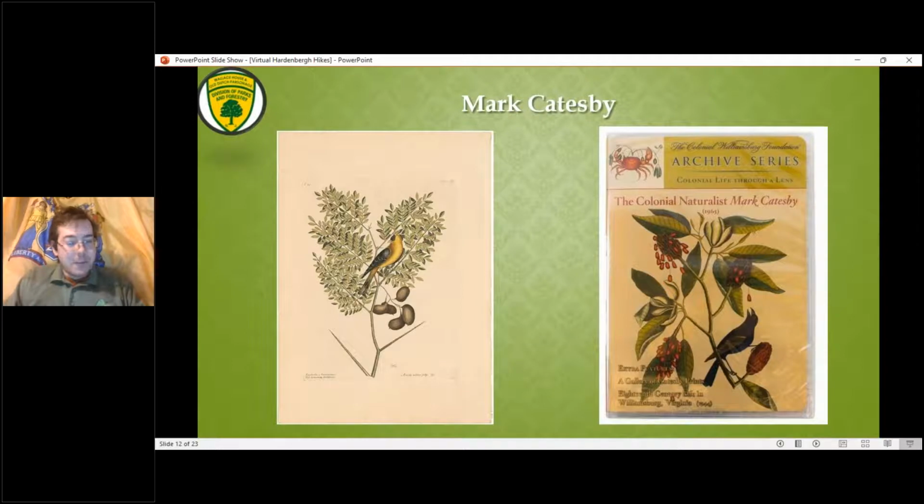Catesby would later return to England, and his paintings, his drawings, and his artworks became great indications of what the different wildlife was that was present in this totally new continent, at least from the English perspective.